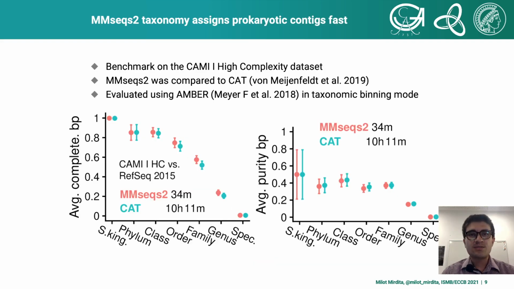Okay, to show that MMseqs2 is actually as good as we claim, we benchmarked it on the CAMI high complexity datasets from the first CAMI challenge, and compared MMseqs2 to CAT. It was also not long ago published. We evaluated using AMBER, which is also part of the CAMI challenge, in the taxonomic binning mode. You can see on the two reported measures from AMBER, the completeness and purity measures, that MMseqs2 and CAT are very similar in their performance. However, MMseqs2 is massively faster.